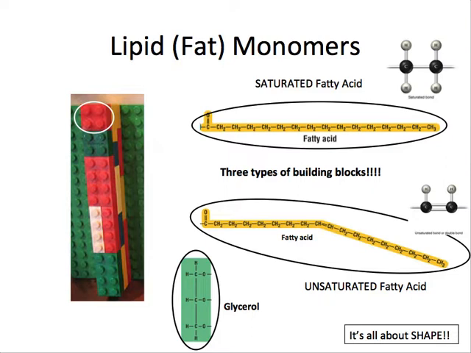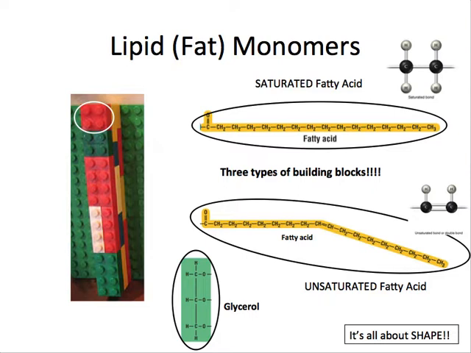The lipid monomers, but specifically the fat lipid monomers, because right now we're just talking fats, are saturated fatty acids, unsaturated fatty acids, and glycerols. All of these are the monomers for building a fat. The fatty acids can be saturated or unsaturated. It's all about shape. Notice that the bottom one, which is the unsaturated fatty acid, doesn't have the maximum number of hydrogen bonds and therefore has that different shape. Glycerol is a sugar alcohol.